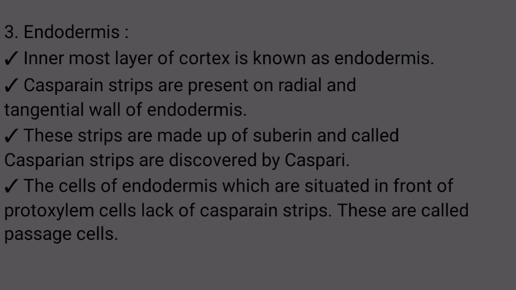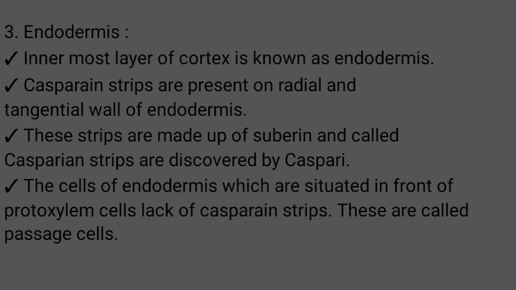Number 3, endodermis. The innermost layer of cortex is known as endodermis. Casparian strips are present in radial and tangential walls of endodermis. These strips are made up of suberin and are called Casparian strips, or Casparian bands, first observed by the scientist Caspary. The cells of endodermis which are present in front of protoxylem lack Casparian strips. These cells are called passage cells.